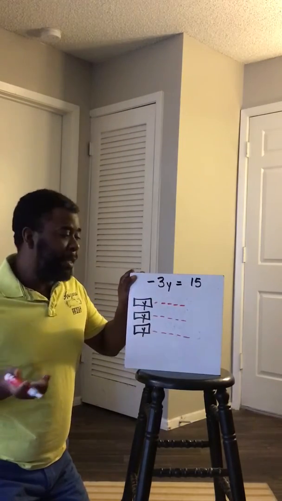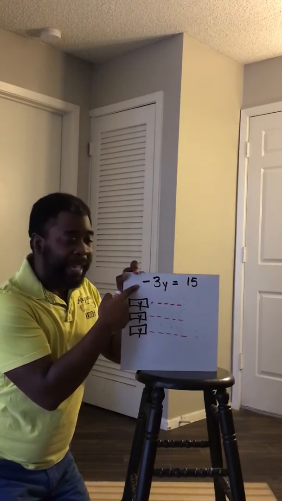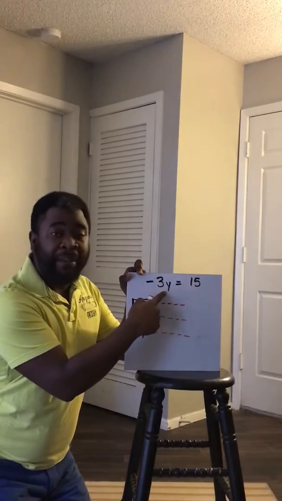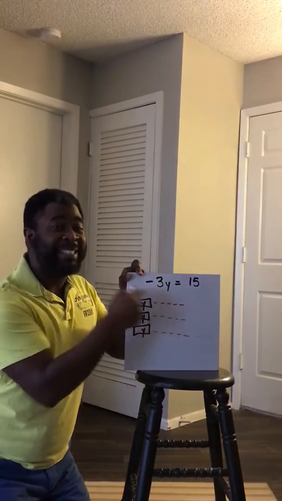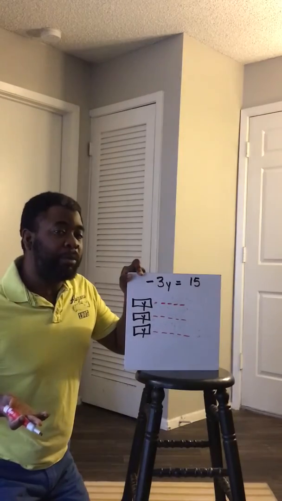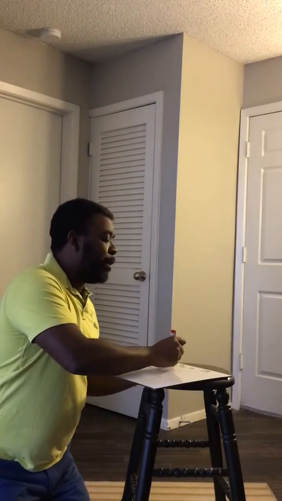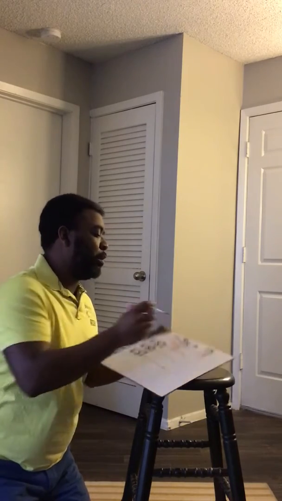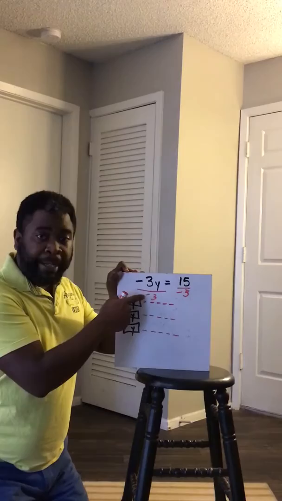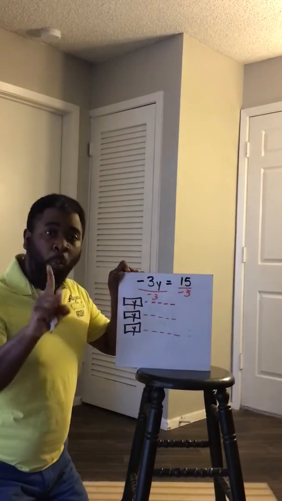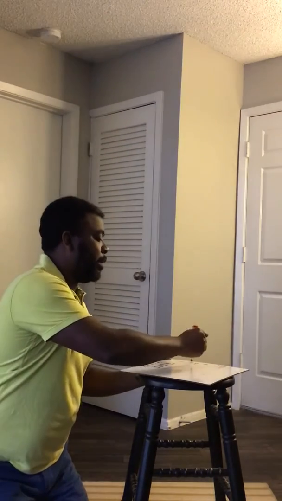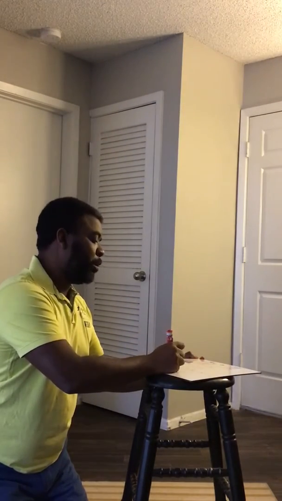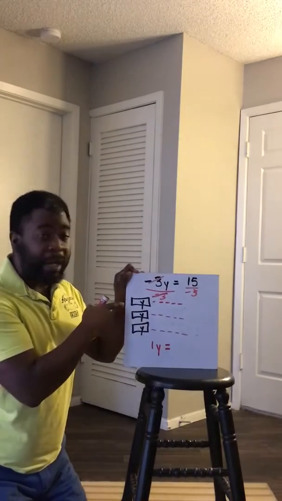Let's look at it mathematically. Remember, I have to divide both sides by negative 3 in order to get my variable of y by itself, because division is the inverse of multiplication. So if I divide both sides by negative 3, negative 3 goes into negative 3 one time. That leaves me with 1y. And that's what I want, right?